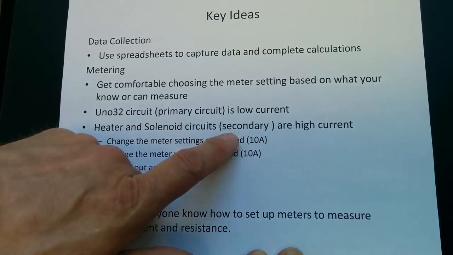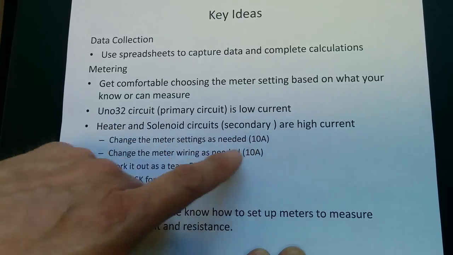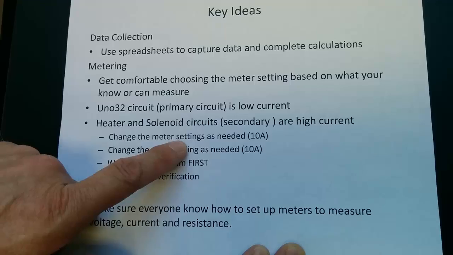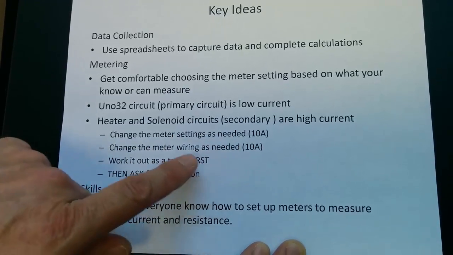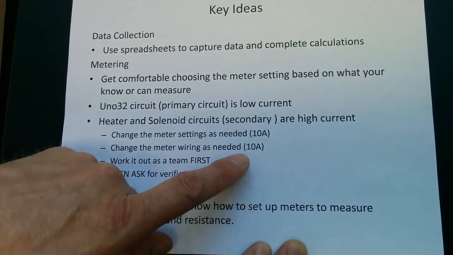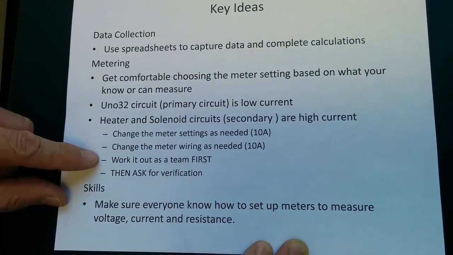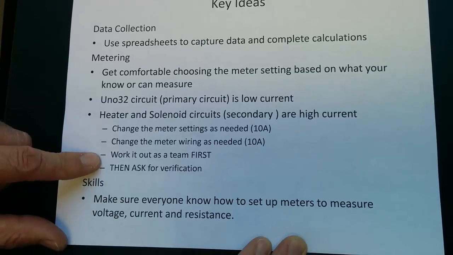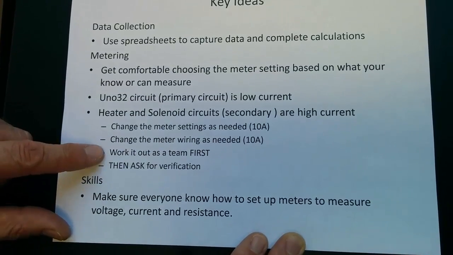Heater and solenoid circuits are the secondary circuits, and they're higher current. So make sure and change the meter settings as needed, and then change the meter wiring as needed so that you're measuring in a high current setup. Again, this comes back to knowing how to set up your meter and when to set it up to measure high current and low current.